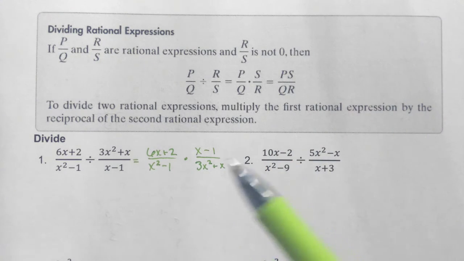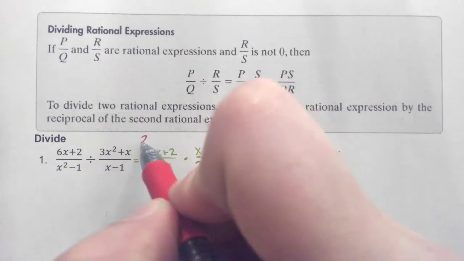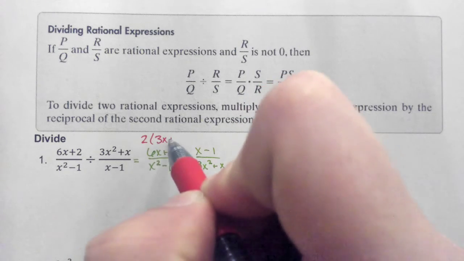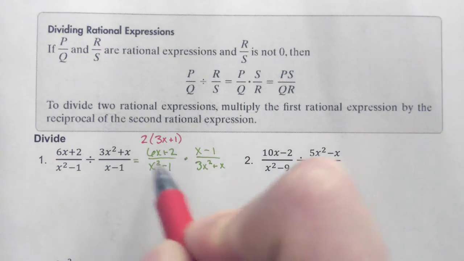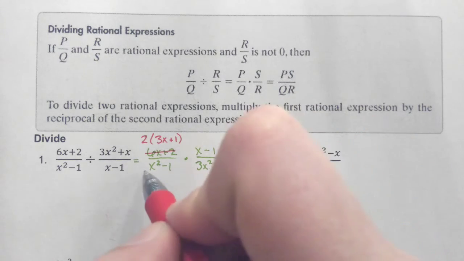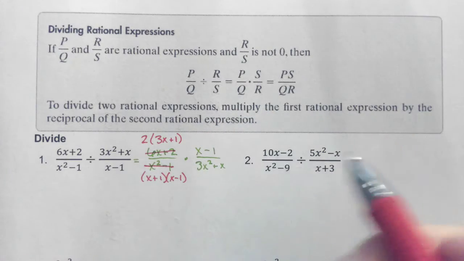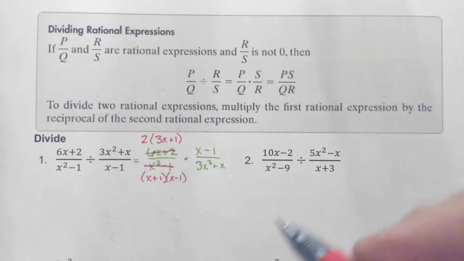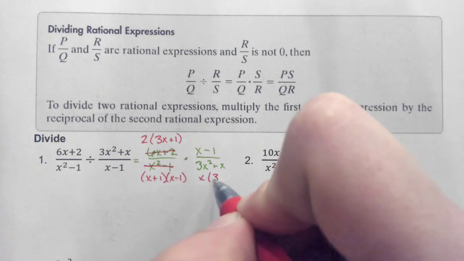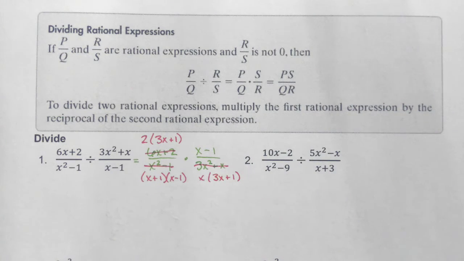All right, from there, we're going to go ahead and factor. These are all pretty easy ones. The first numerator is divisible by 2. That gives me 3x plus 1. That one's fine. This denominator is a difference of squares, factors to x plus 1 times x minus 1. This denominator is divisible by x, which would give you 3x plus 1. All right, so I've got everything factored.